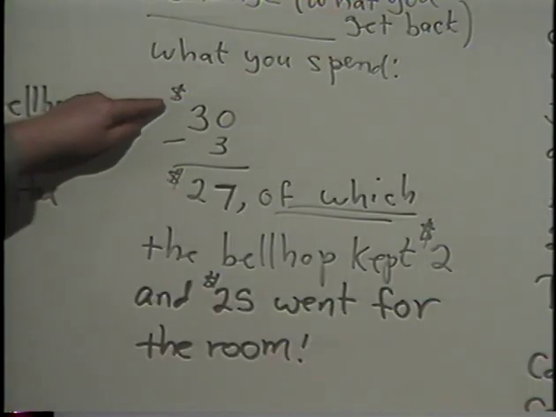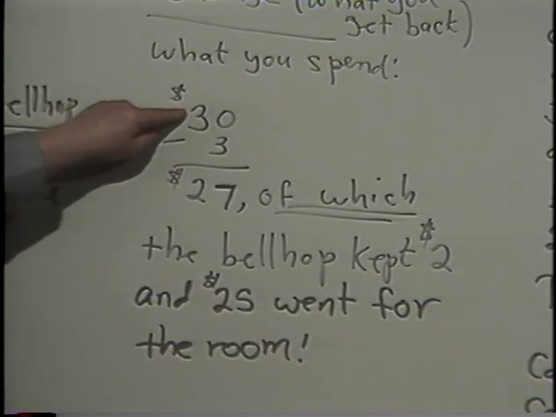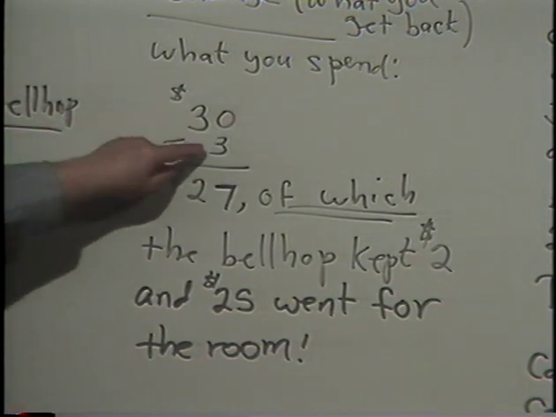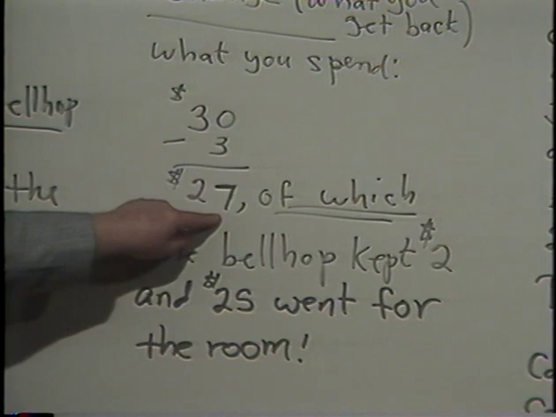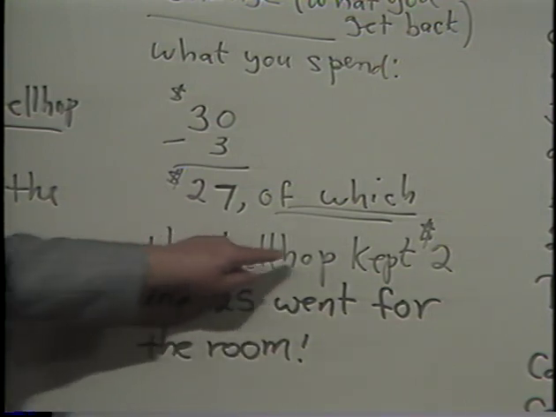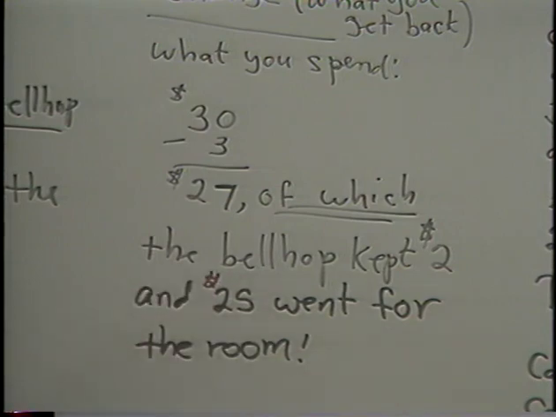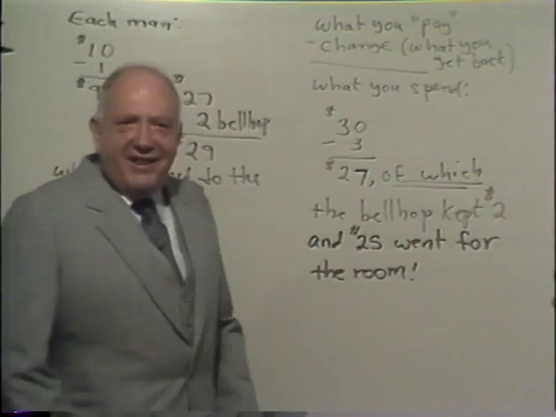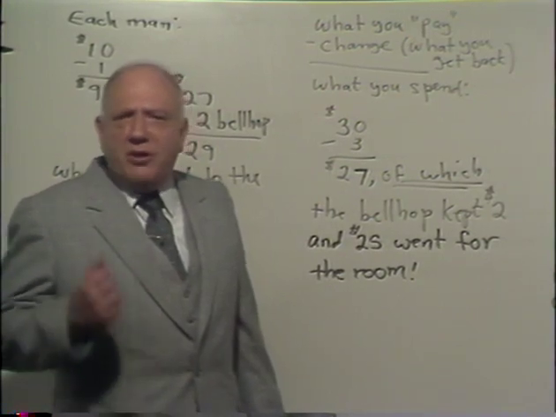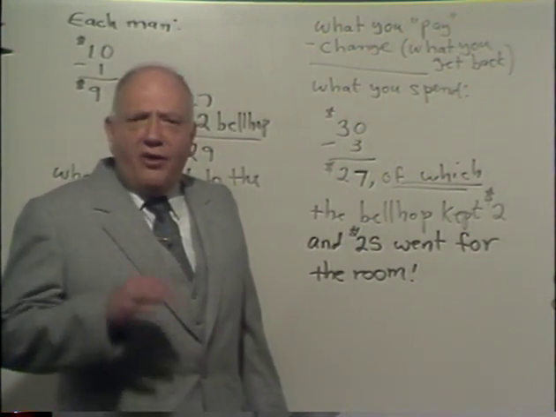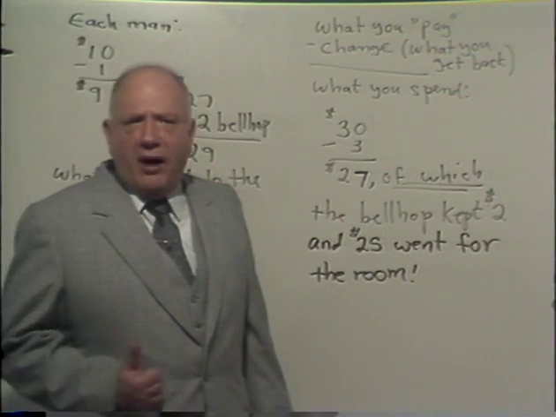You see, what the problem should have said was, they paid $30. The bellhop gave them back 3, which means that they still spent what? $27, of which the bellhop kept 2, and the 25 went for the room. You see, if the bellhop hadn't taken a self-inflicted tip, the guys wouldn't have spent $9 each. The $9 each already included the 2 the bellhop kept.